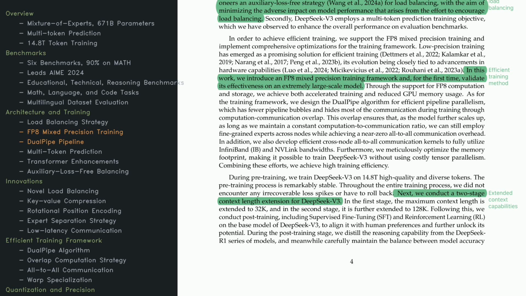Over 14.8 trillion tokens went into training, and the model maintained stable performance without big loss spikes. Text length was pushed first to 32,000 tokens, then to 128,000, so it can handle much longer inputs. After that, supervised fine-tuning and reinforcement learning refine the model to match human preferences without sacrificing accuracy or efficiency.